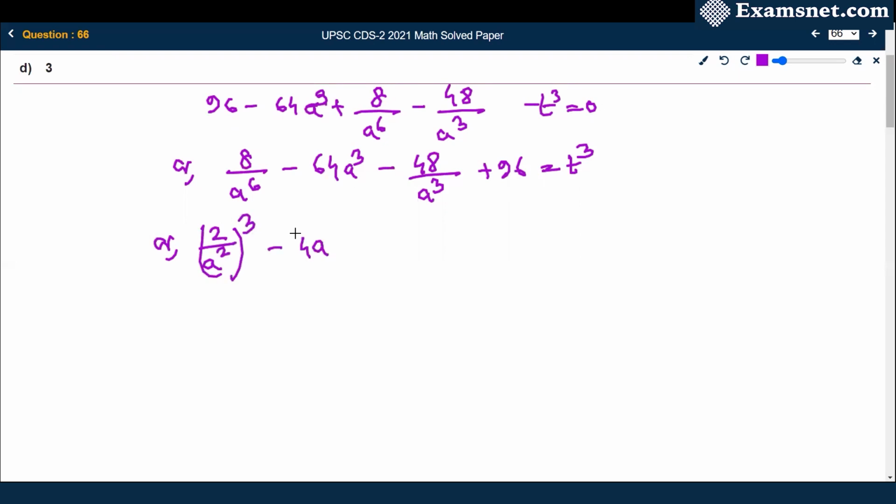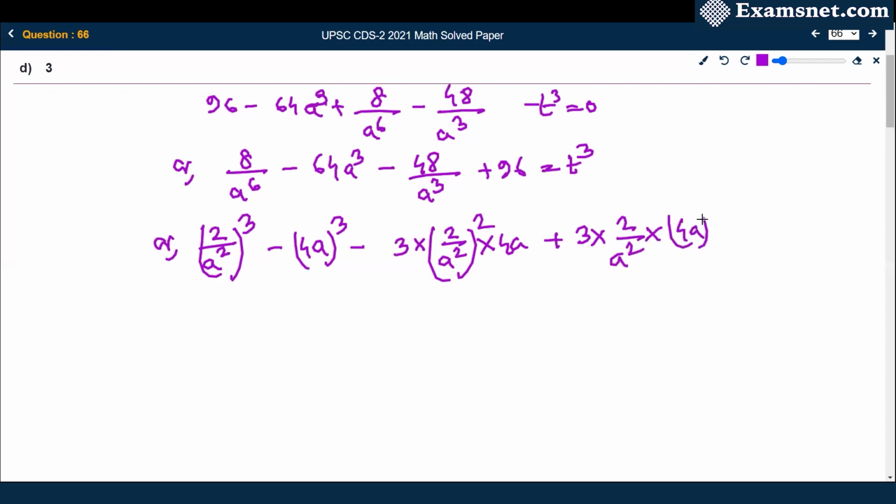4a whole cube minus 3 multiplied by 2 by a square whole square multiplied by 4. We have split 48 by a cube as 3 multiplied by 2 by a square whole square multiplied by 4a plus 3 multiplied by 2 by a square multiplied by 4a whole square equals t cube.